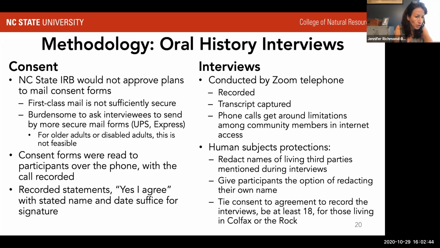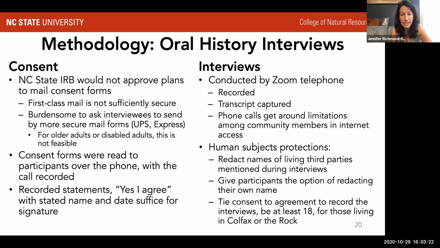So I mentioned earlier that we worked with the NC State IRB to gain their permission for our revised protocol. We read our consent forms over the phone. Everybody has to be fully aware of what we're doing with these interviews, how we're using the information, how much of the information about them can be public is up to the participant. And so the participants would record statements to say, yes, I agree with the plans, and then they would state their name and date as a proxy for their signature.